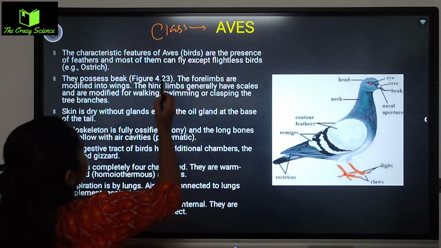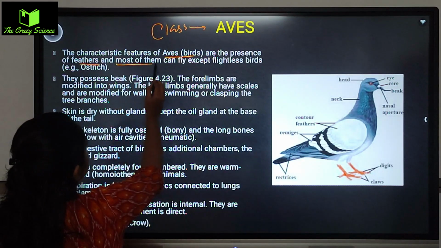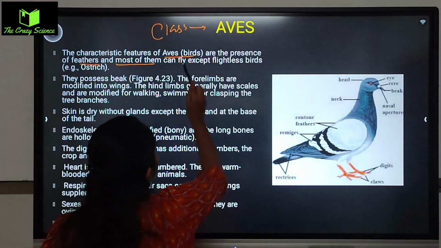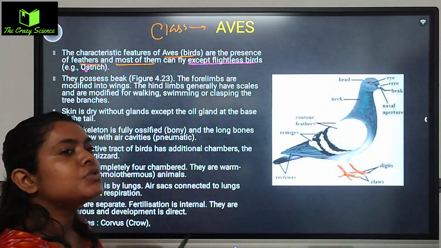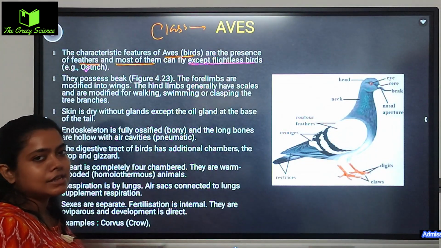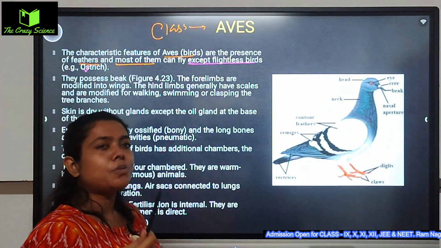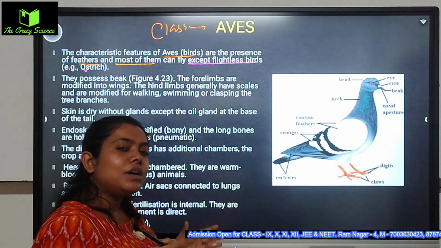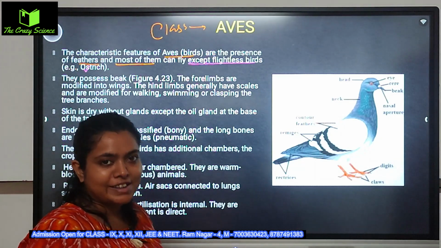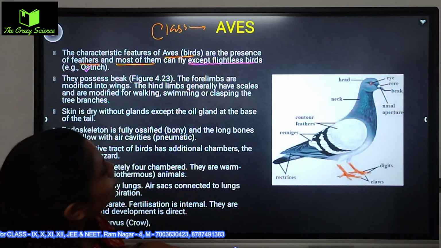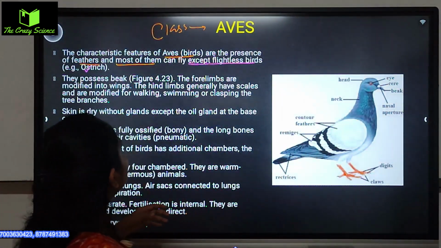The characteristic features of Aves, that is birds, are presence of feathers, and most of them can fly except flightless birds, that is ostrich. The largest egg cell in this world is the ostrich egg. The largest cell in this world is the ostrich egg cell. And except ostrich, every bird has feathers.